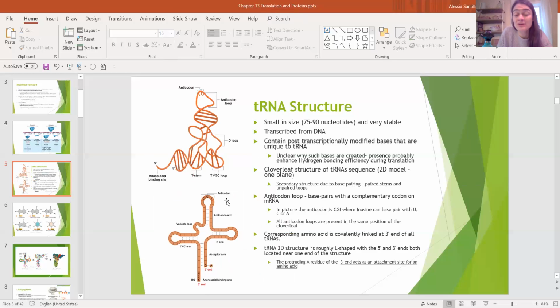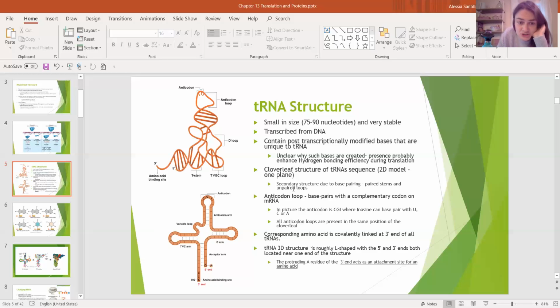When we look at the actual proper 3D configuration of this tRNA, we can see that it forms an upside down L, kind of like the one that I attempted to draw before. This is really nice because we can see the actual loops forming, which are the different domains that we find on the tRNA. One end is the anticodon, right here. The other end is the 3' end, where we have that adenine that binds to the specific amino acid. So we have an anticodon loop. This base pairs with the complementary codon on the mRNA.